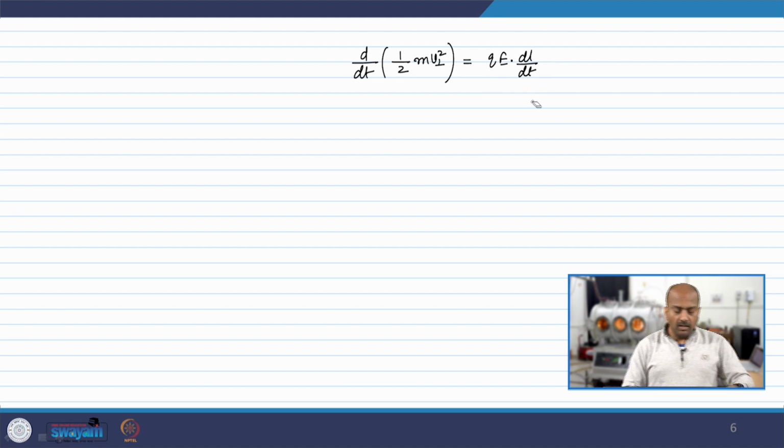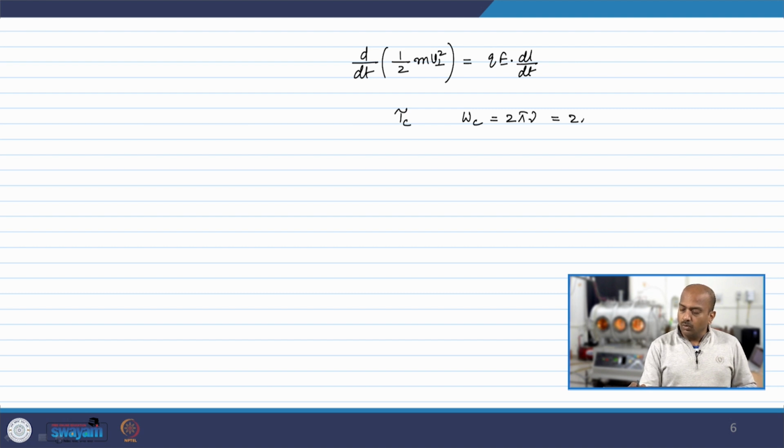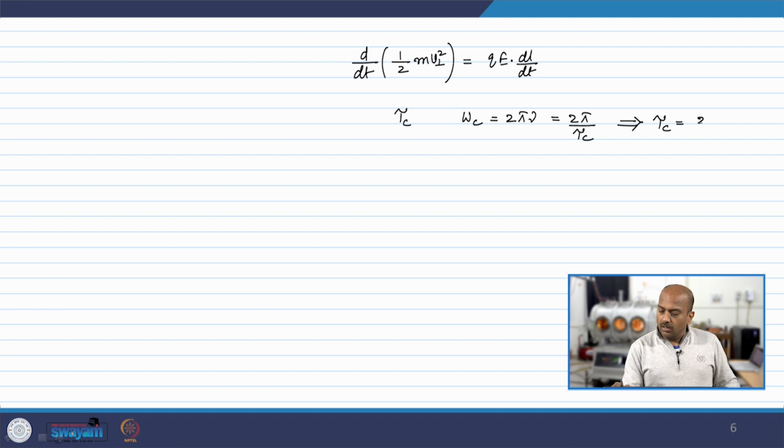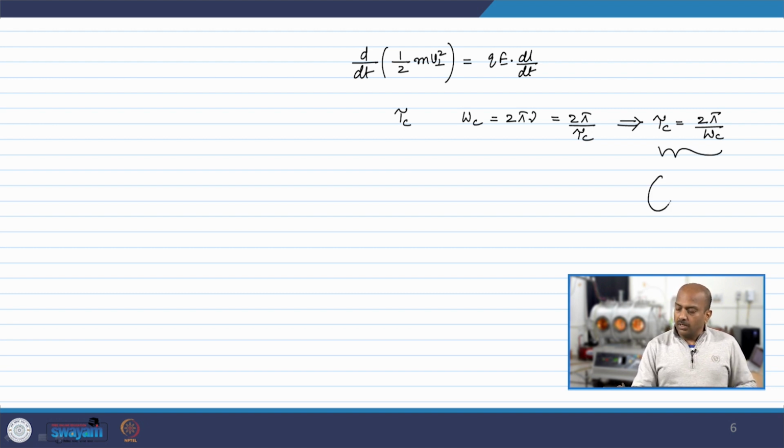Let us say the particle is gyrating in the presence of this magnetic field, making a circular orbit, and it takes nearly tau c amount of time to complete one orbit with a frequency omega c. Then omega c is 2 pi nu, which is 2 pi by tau c. Then we can write the time as 2 pi by omega c. Now, let us take this to be one orbit. This is the amount of time that it takes for the particle to complete one orbit.